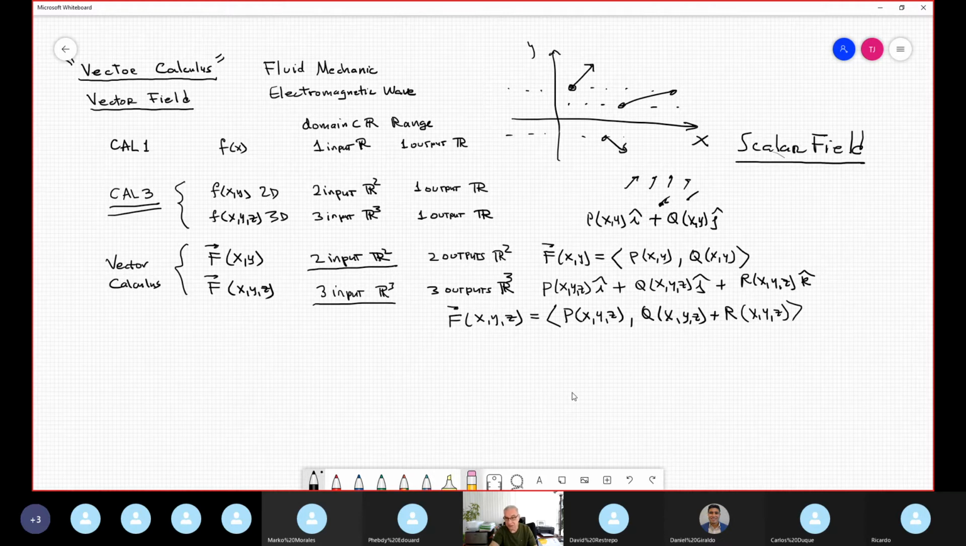Maybe a scalar is a temperature. Maybe a scalar is a pressure. Not a vector. Si es velocity es vector. Si es force es vector. Pero si es scalar, es a quantity, temperature, then it's a scalar field. So this is a word to define two ideas, because in Cal 3 you define, so you have one output, and this is a scalar field.